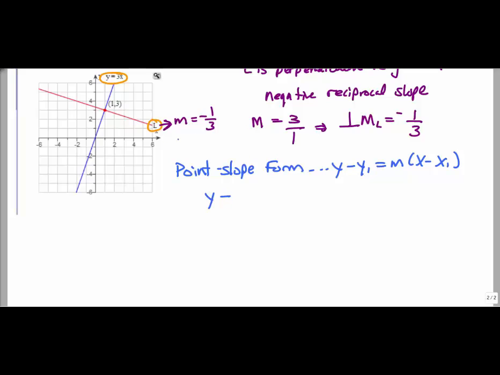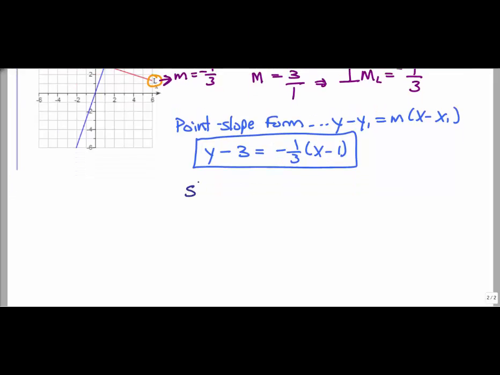So we have y minus y1. Now this is the point that we want to use, the point (1, 3). So I'm going to have y minus 3 is equal to negative 1/3 times x minus 1. And again, the 3 comes from this point, and the 1 comes from the x value. So this is my point-slope form.